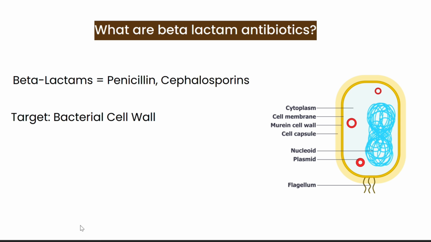Let's start with the basics. Beta-lactam antibiotics like penicillin and cephalosporins are super important because they target bacterial cell walls. Why does that matter? Bacterial cells need their wall for protection, just like we need our skin. Without it, they cannot survive.